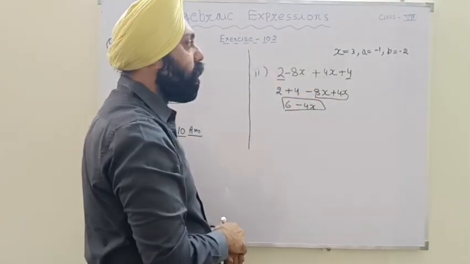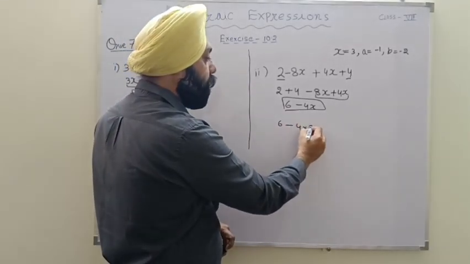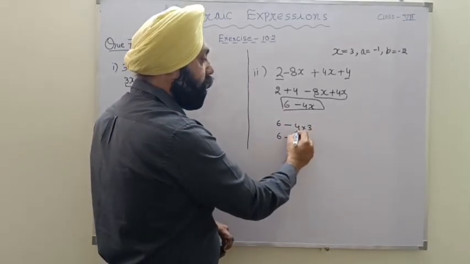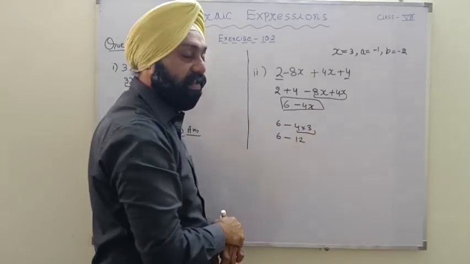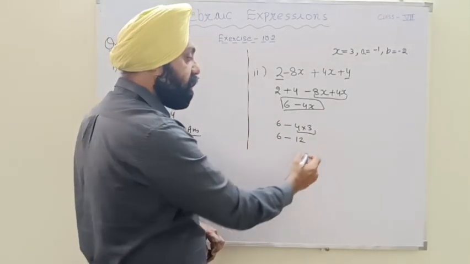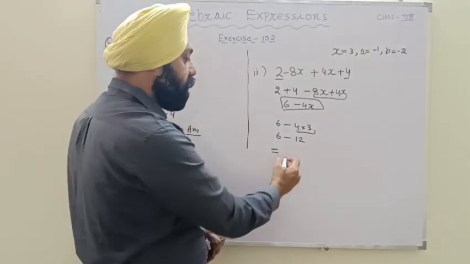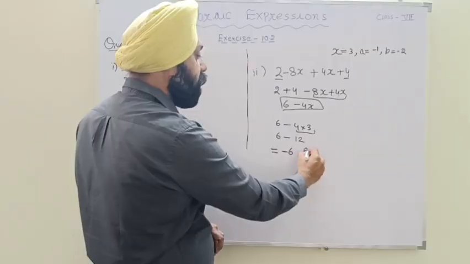Now we will again put the value of x equals 3. So it will be 6 minus 4 into 3. 4 into 3 will give 12, and then 6 minus 12. Again we will subtract. 12 and 6, if you subtract, you get 6. But because the sign of 12, which is the bigger number, is minus, the answer is minus 6. So this is our answer.